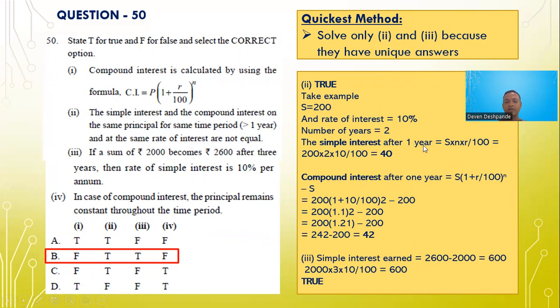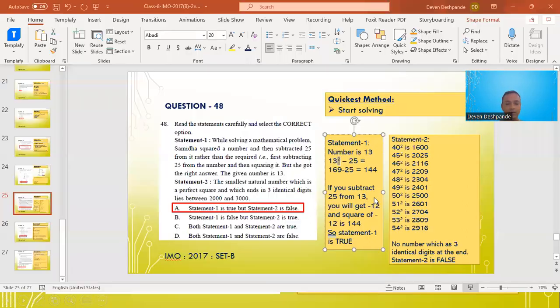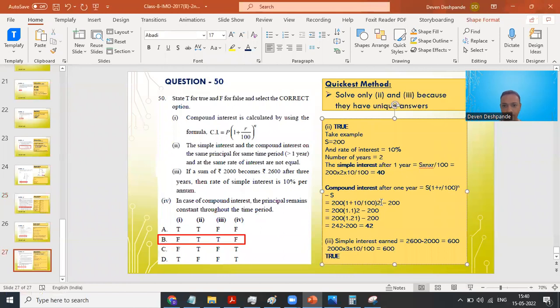Simple interest will be S into N into R upon 100. So simple interest is 200 into 2 into 10 upon 100, which is 40. And compound interest will be S into 1 plus R upon 100 raised to N, minus S. So 200 into 1 plus 10 upon 100, raised to 2, minus 200.